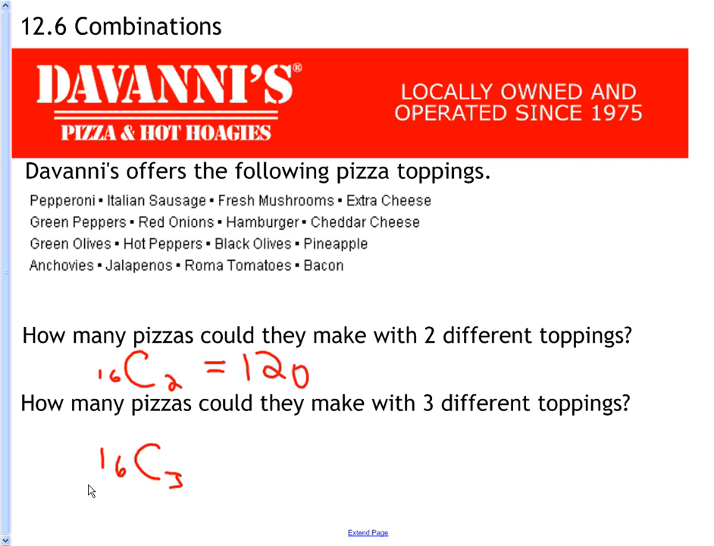On pizza it doesn't matter because you're just putting this on. I don't care if the cheese goes on top or if the cheese goes underneath the other ingredients like sausage or whatever. So the order doesn't matter. So I use the C.